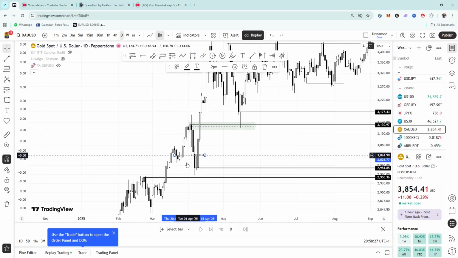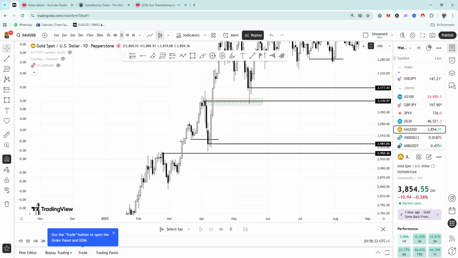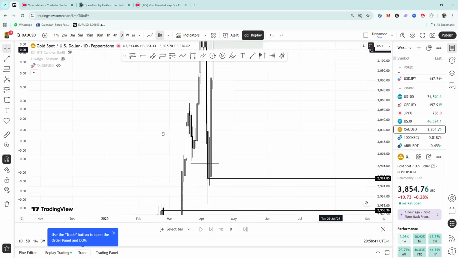We're going to talk about it. This is a breaker block. And then this one as well. This is also a breaker. We had that liquidity raid from there before that pushed to the upside. And the price nearly tapped into that. I think it did not really touch, right?